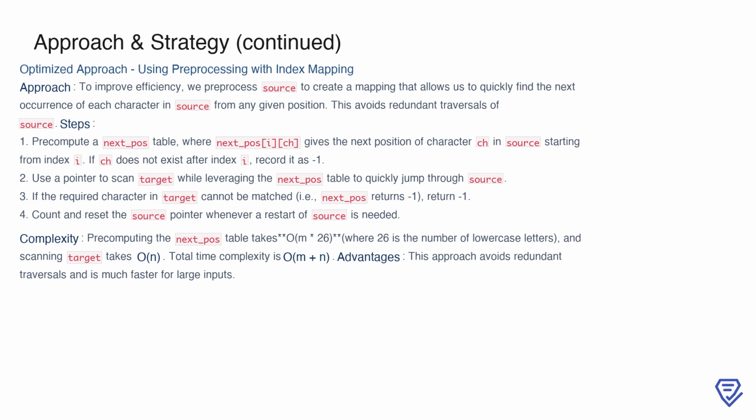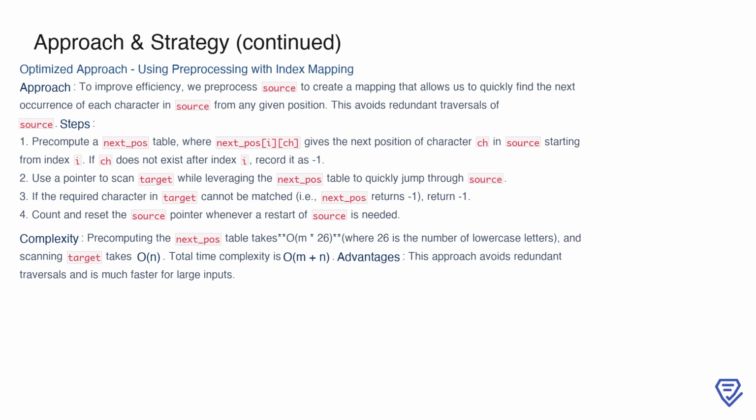During the matching phase, we scan through the target string and, for each character, use the next_POS table to jump directly to its next occurrence in source. If any character in target cannot be matched, we return -1. Whenever the pointer in source reaches the end, we increment the subsequence count and reset it to the start of source. This approach is much faster.